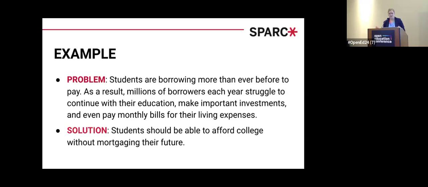Here's an example. Students are borrowing more than ever before to pay for their education. As a result, millions of borrowers each year are struggling to continue with their education, make important investments, and even pay monthly bills for living expenses. So in a nutshell, school is too expensive. Not news to anyone. The solution is that students should be able to afford their college materials without having to mortgage or finance their future.